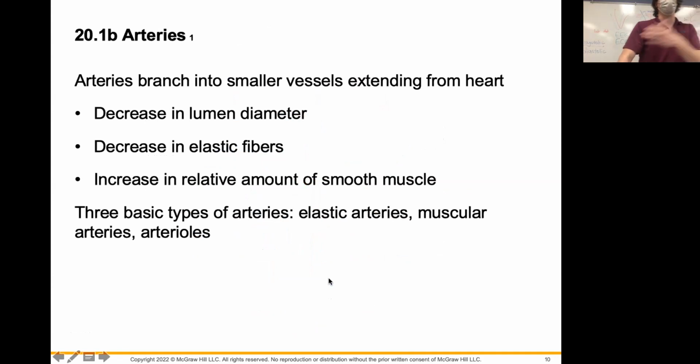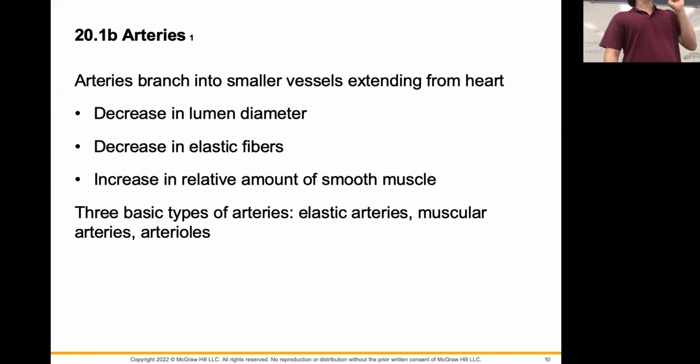So as we move away, our lumens get smaller because we're moving less blood through them, just like we don't need a big 15-lane highway if we're only going to be using a quarter of the cars that were on the big road, right? So we will have a decrease in the lumen size. We're also going to have a decrease in those elastic fibers because once again, we're dealing with less pressure. However, we will have an increase in the amount of smooth muscle. That's because this is where we are going to regulate a lot of the pressure that we're moving through.